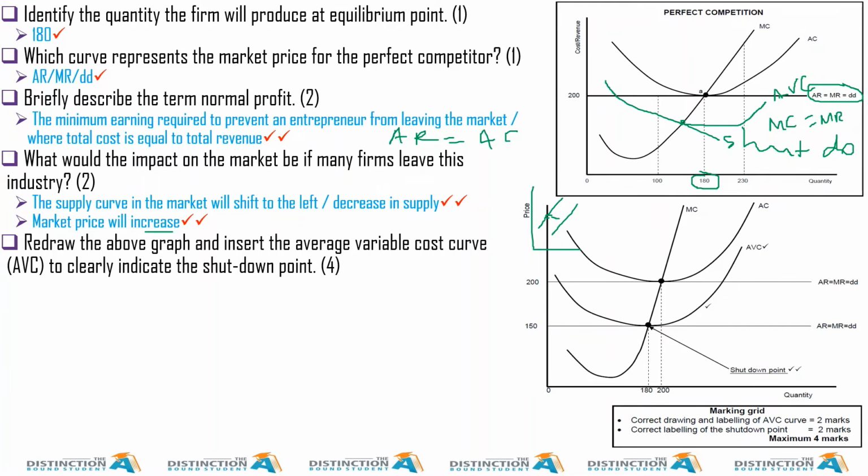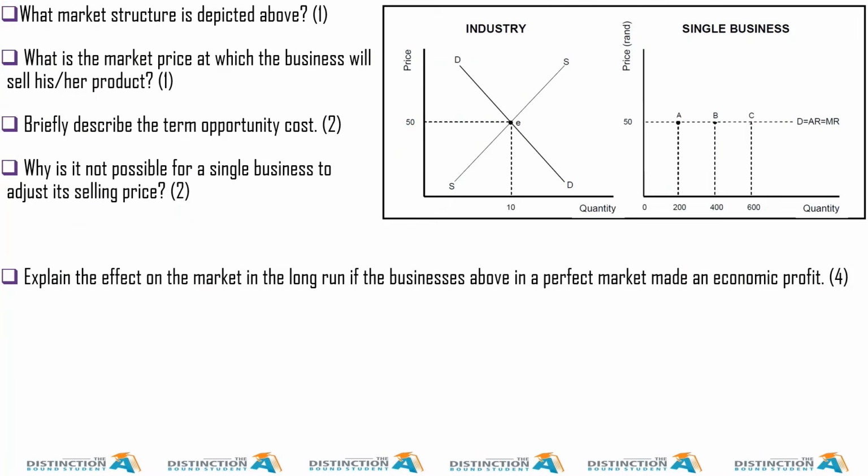You see, they want you to label your axis. Then you must indicate shutdown. And this one is receiving 2 marks for it. And the curve itself by drawing it and the labeling of the curve itself. So that's exactly what I did. And so I'll get 4 full marks. The next one, study the graph below and answer the questions that follow.